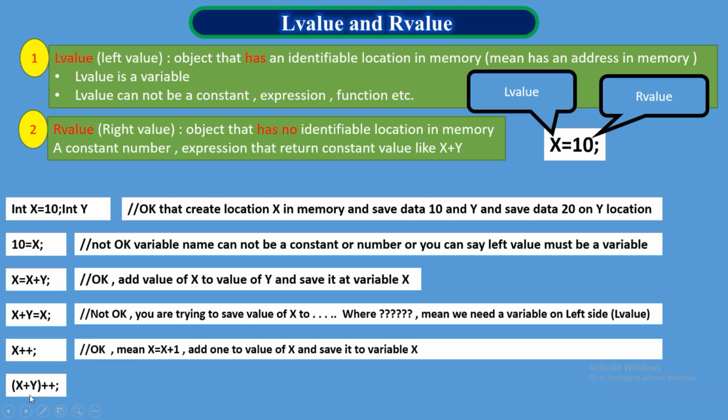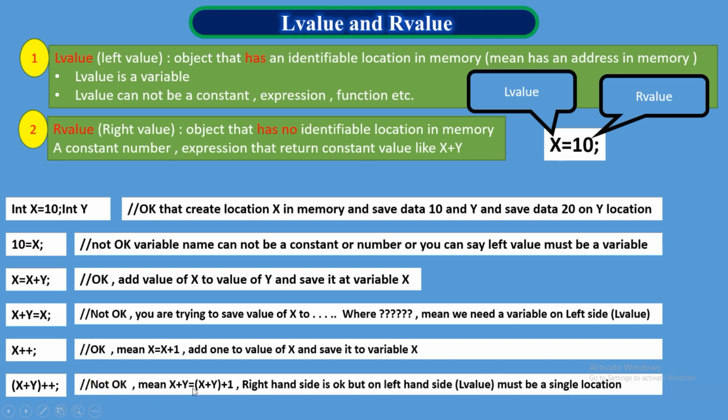Next we have x plus y plus plus. That is not okay. It means x plus y is equal to x plus y plus 1. The right-hand side is okay, but on the left-hand side we don't have any memory location. x plus y is not a memory location. That's why we cannot save the x plus y plus 1 result in x plus y.